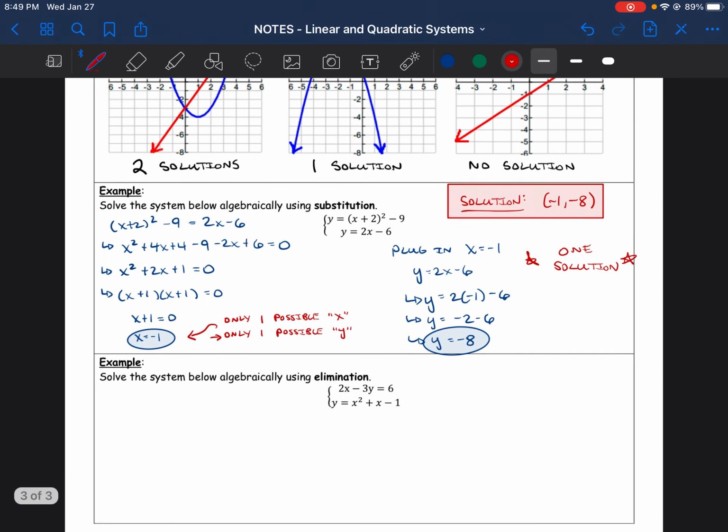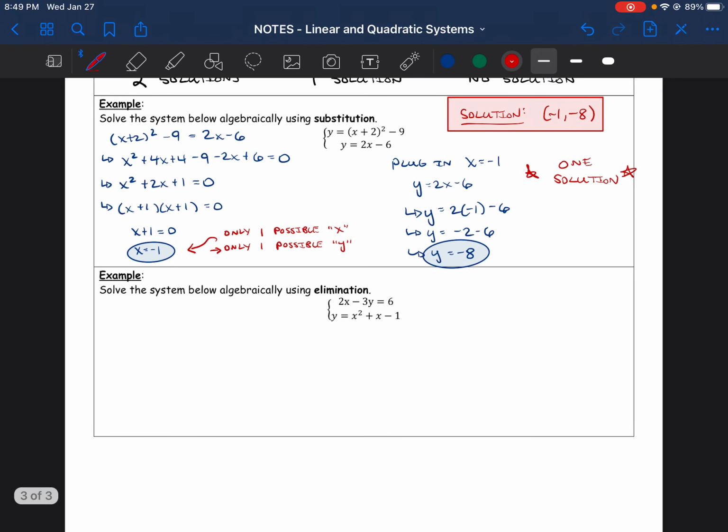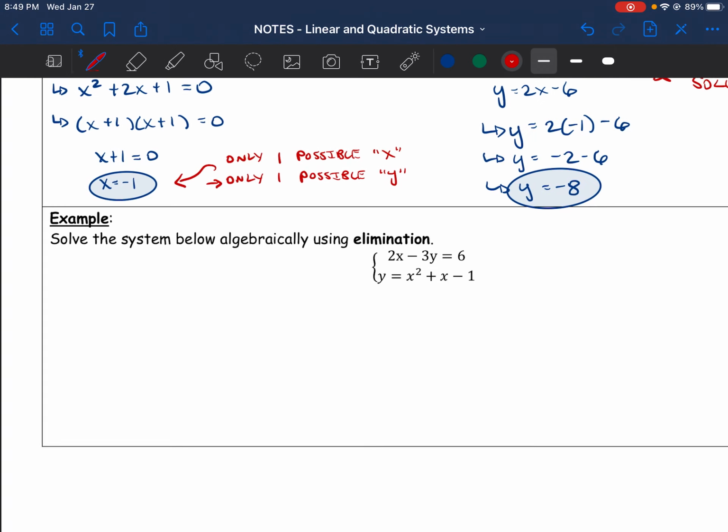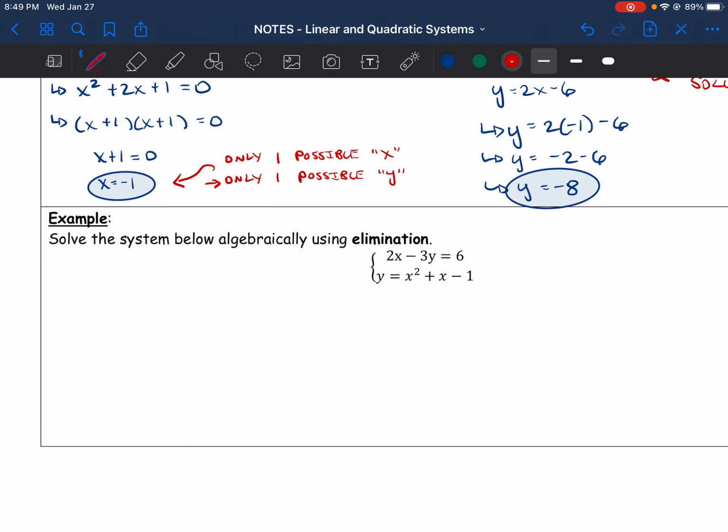All right, so now let's see an example of a no solution system that contains both a quadratic and a linear equation. And this time I'm going to choose to solve it through elimination. You can do substitution if you want to. I'm just choosing elimination here. So for elimination, we want to line up and rearrange the equations. I want the y's to be the variable that gets eliminated because x is the squared variable.